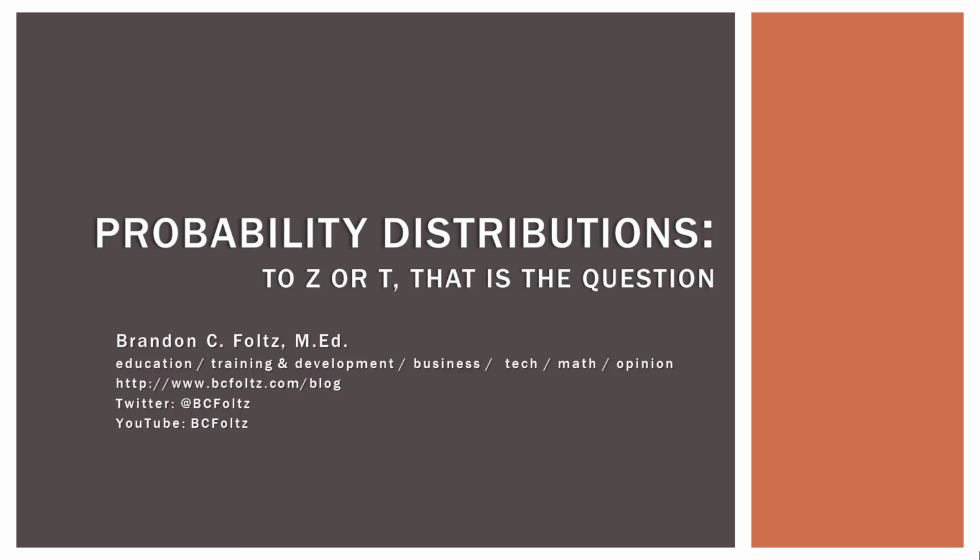So in this video, we're not going to be doing any calculations or anything like that. We're just going to go over a brief discussion of the fundamental difference between the Z distribution and the T distribution, why they exist, why we even have them, and how at some point they actually become indistinguishable. Okay? So this will be a discussion video, and I call it To Z or To T, that is the question.